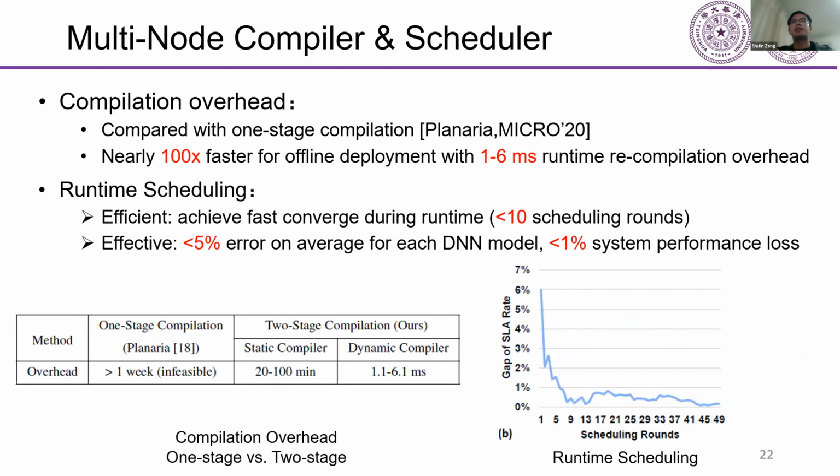And as for the compilation overhead, the proposed multi-node compiler framework can achieve nearly 100 times faster for offline deployment, with 1 to 6 millisecond runtime recompilation overhead. For the runtime scheduling, the proposed scheduler framework can achieve fast convergence during runtime with less than 10 scheduling runs.